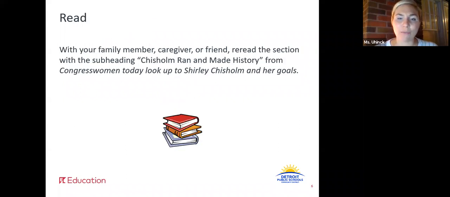I want you to go ahead and reread a section of this text. So with your family member, a caregiver, or a friend, reread the section with the subheading, Chisholm Ran and Made History, from Congresswoman Today, Look Up to Shirley Chisholm and Her Goals. You're going to find this section on the second page about midway down. All right, pause this video and read it now. All right, good. So let's do some thinking.